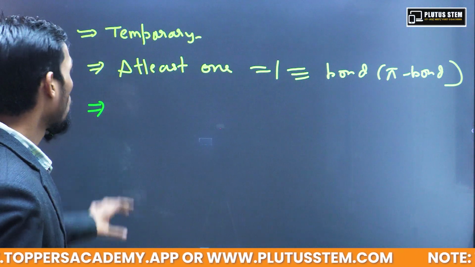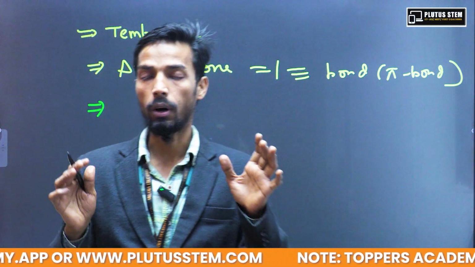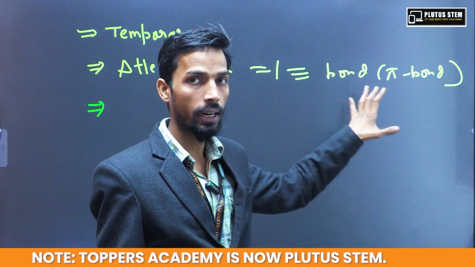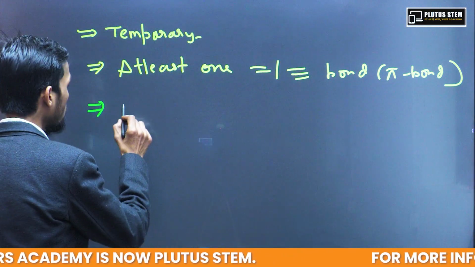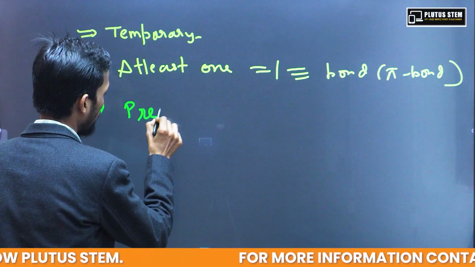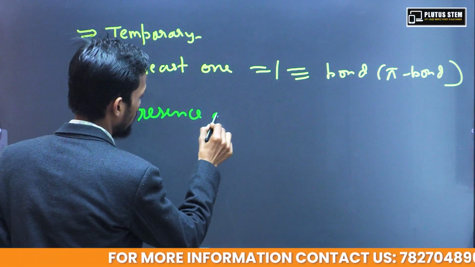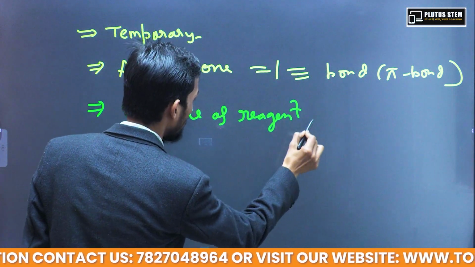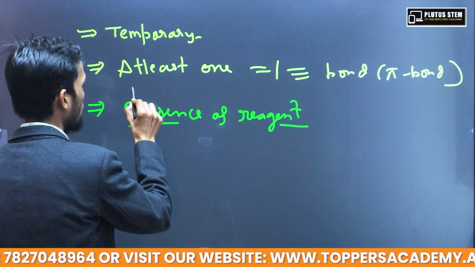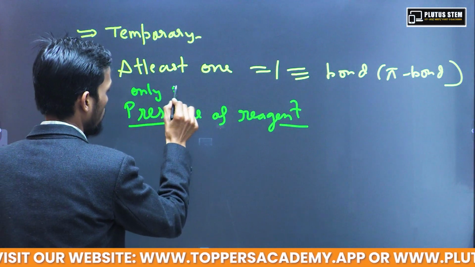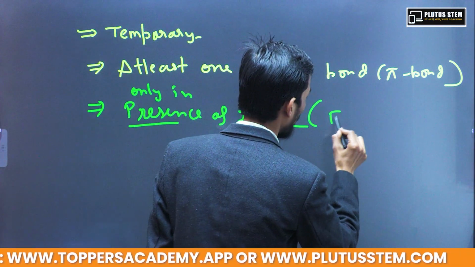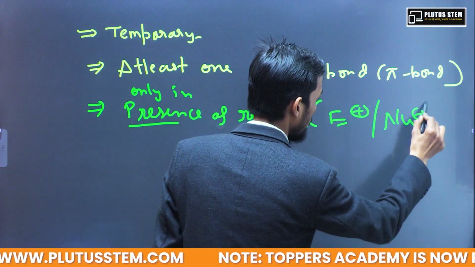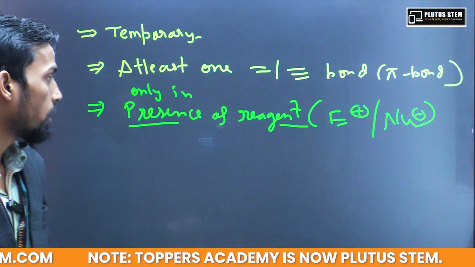The third thing we are going to see is the presence of a reagent. This effect is shown only in presence of some reagent, or you can say an electrophile or nucleophile. It can be an electrophile or a nucleophile.